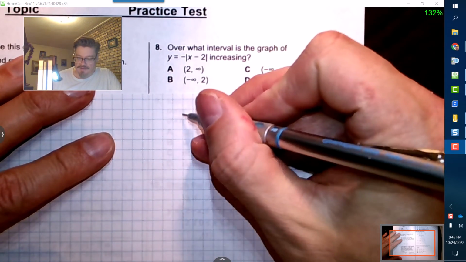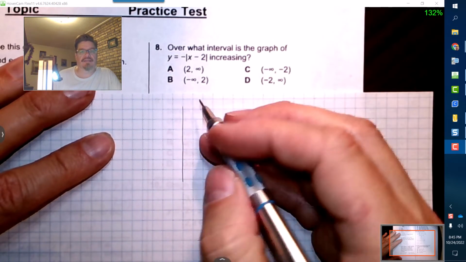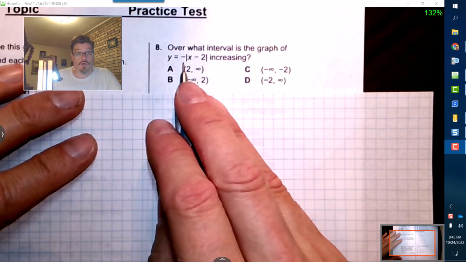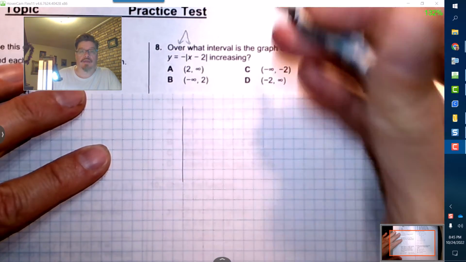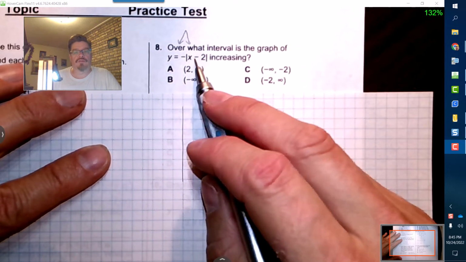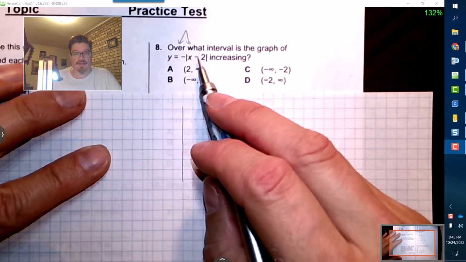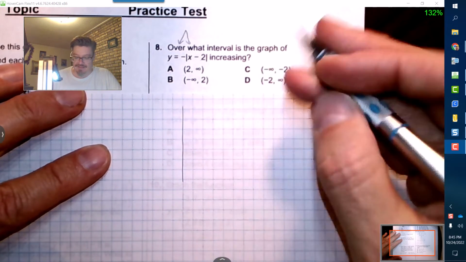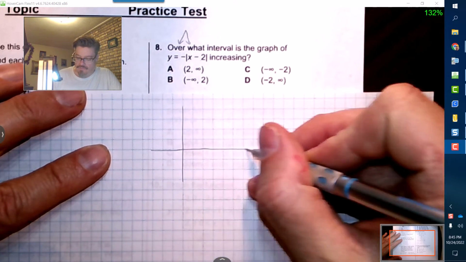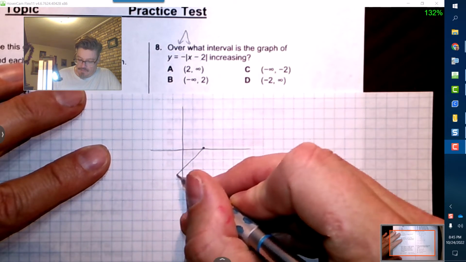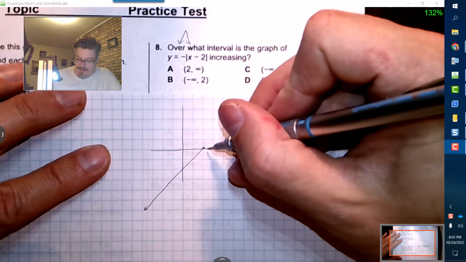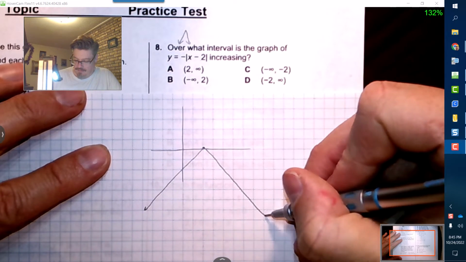So let's sketch a graph of this guy. All right, he's pointing downward. Okay, so we know that he'll look like this. And he's going to move to the right 2. All right, negative 2 is on the inside of the parentheses, so he's going to move over to the right 2. That puts the vertex right here. All right, and he will have slope like this and slope like this.